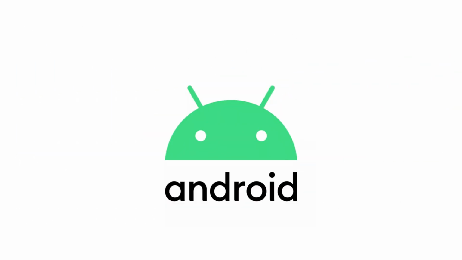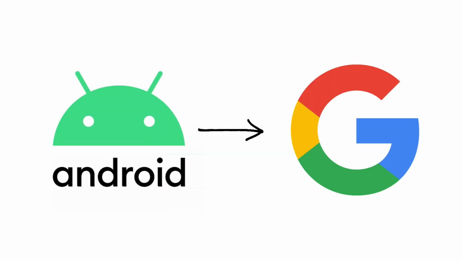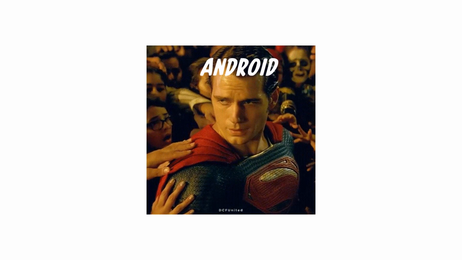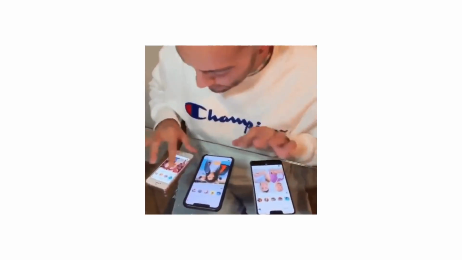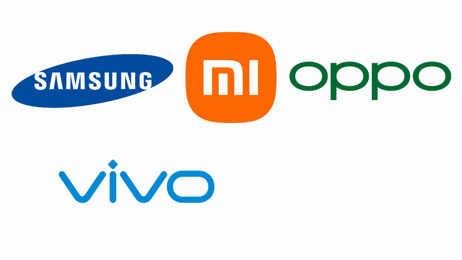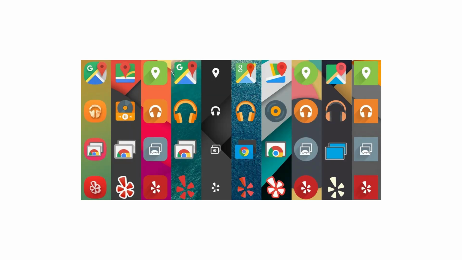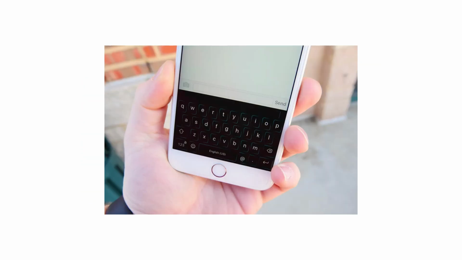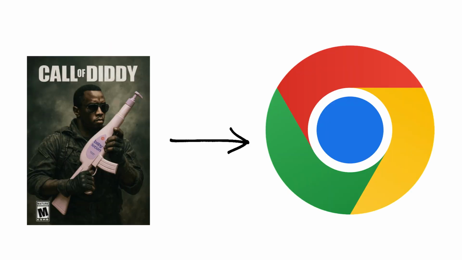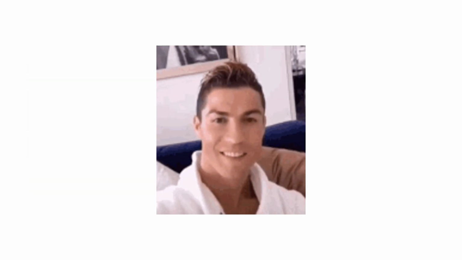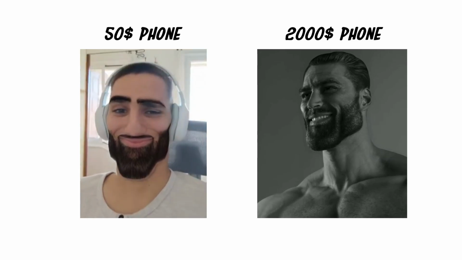Android. Android is an open-source operating system developed by Google and first released in 2008. It's the most popular mobile OS in the world by a huge margin, running on billions of devices from brands like Samsung, MI, Oppo, Vivo, and OnePlus. What makes Android special is freedom. You can change your launcher, install custom icon packs, use third-party keyboards, and even sideload apps from outside the Google Play Store. You can also find Android phones at every price point, from a $50 phone to a $2,000 foldable flagship. But with that freedom comes problems.